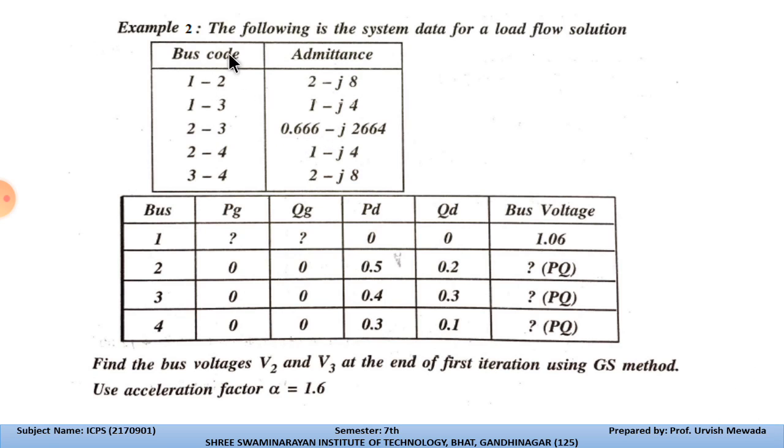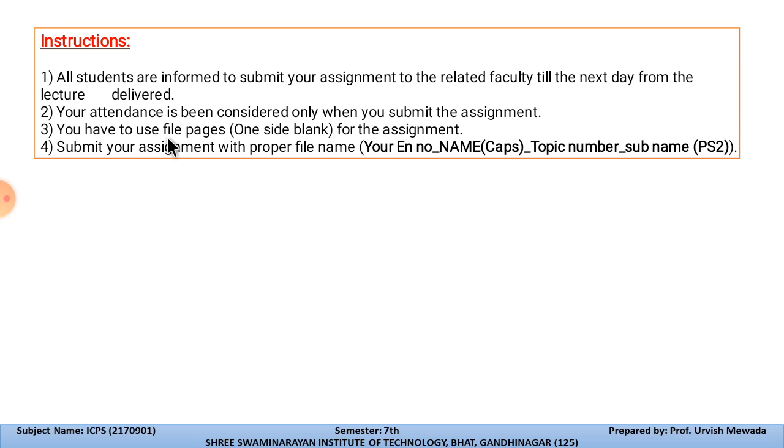And now you have the second example, that is, the following is the system data for the load flow solution, and you need to find out the solution using the GS method. All the bus codes, the bus admittances and the related buses, and PG, QG, PD, QD and bus voltages are mentioned in this table. So find the bus voltages V2 and V3 at the end of the first iteration using the GS method. Use acceleration factor alpha equal to 1.6. So these are the assignment questions after this topic, and the related instructions are written over here.